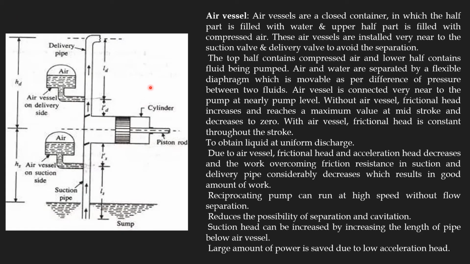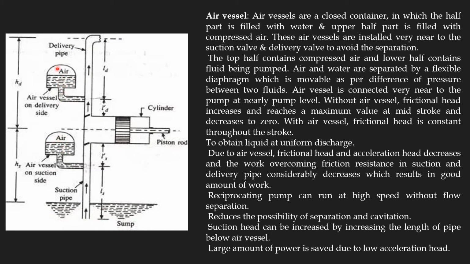Now we can see the air vessel provided in the piston pump on the suction and delivery sides. This is the air vessel on the suction side, and this is the delivery side air vessel of the piston type pump. Air vessels are closed containers in which the lower half is filled with water and the upper half is filled with compressed air. These air vessels are installed very near to the suction valve and delivery valve to avoid separation.